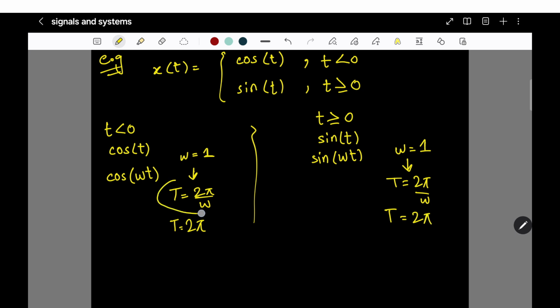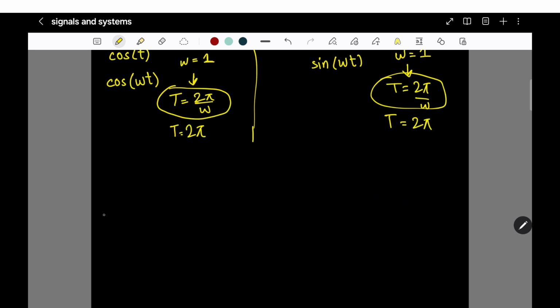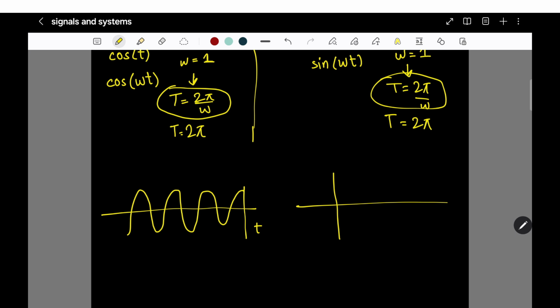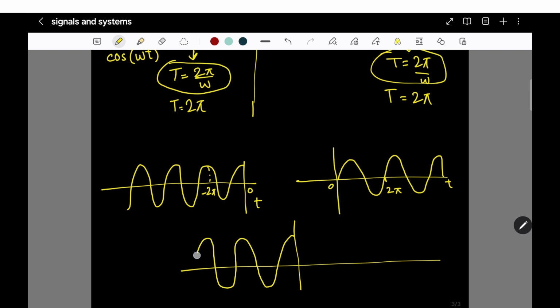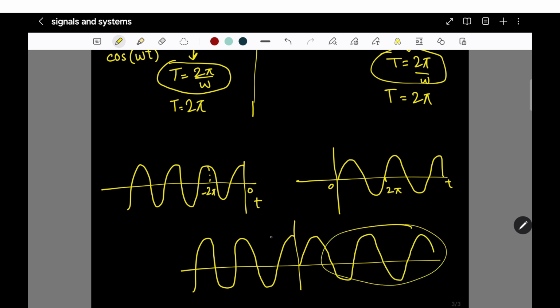In the next few lessons we will see how this formula is derived. So now if you draw this signal, on the negative side you have a cos of t which can be drawn in this way, and on the positive side you have sine of t which can be drawn as this. So it repeats itself after a 2 pi period. If you combine this signal you have this signal. So this signal is periodic here, but this signal is not periodic here. Here it is different.